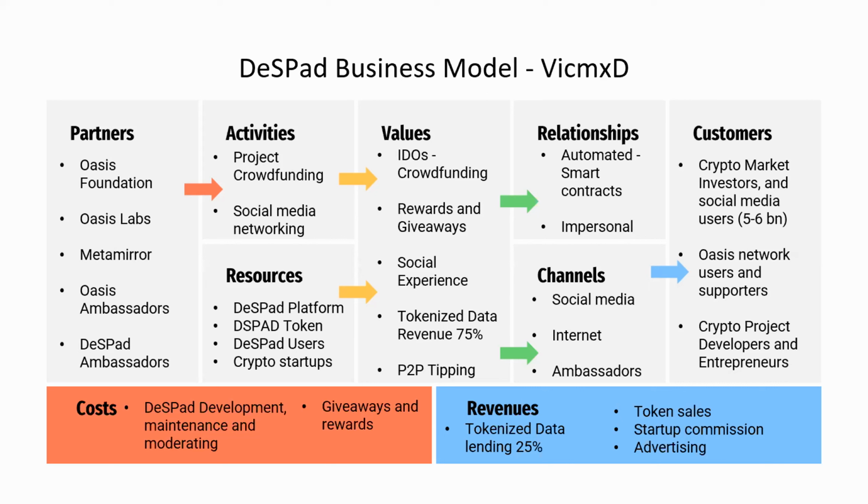Important partners that will help this business come to life: Oasis Foundation, Oasis Labs, Under Technology, MetaMirror with help with the tokenization of the data, Oasis Ambassadors if they can help, and Testpad ambassadors. The revenues to the platform, its developers and team will come from token sales. We will receive a bit of commission from startup projects, and of course the treasury will have a portion of the Testpad token from advertising and 25% of the tokenized data from users.